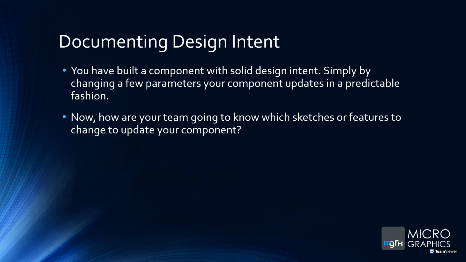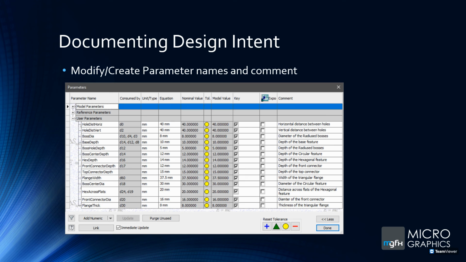Okay, so great, you've built all this up. It changes predictably, but how did you do it? Why did you do it? So document your design intent. Let's take a look at some of the documentation processes we have in Inventor for that.